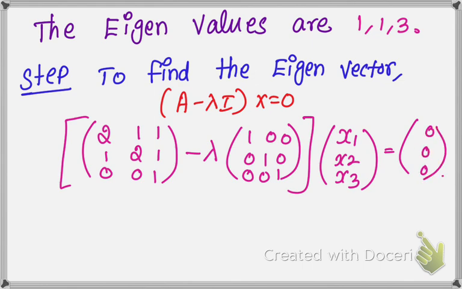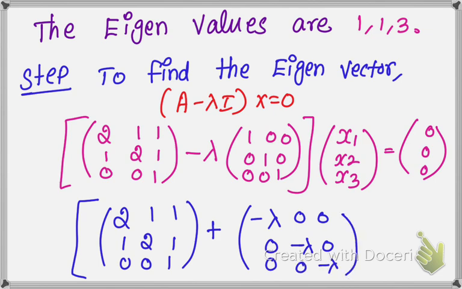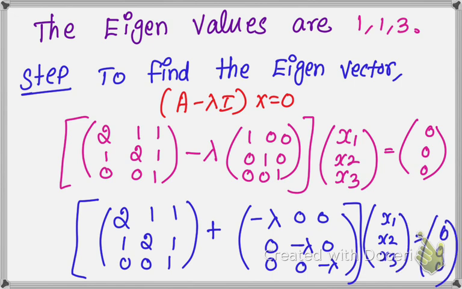Now you multiply this lambda inside. So you get 2, 1, 1, 1, 2, 1, 0, 0, 1. Here you multiply with minus also inside. Then it is easy for you. So now the outside will change into plus. Now you get minus lambda, 0, 0, 0, minus lambda, 0, 0, 0, minus lambda, times x1, x2, x3 equal to 0, 0, 0. Now you are going to add both matrices. So add the first element: you get 2 minus lambda. Then you add the second element, 1 plus 0, 1. So here 2 minus lambda, 1, 1.